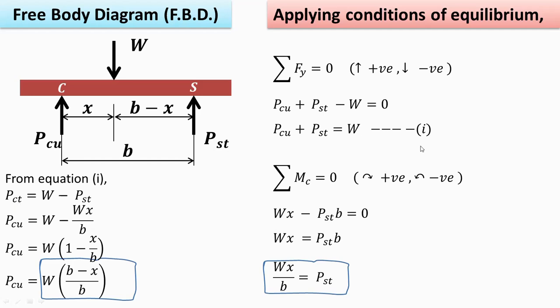Now from equation 1, PCU is equal to W minus PST. W minus PST is nothing but W minus Wx upon B. Take W common from both these terms, so it is W into 1 minus x upon B. Cross multiply by this B: B into 1, that is B minus x, whole divided by B. So these are the values of PST and PCU.